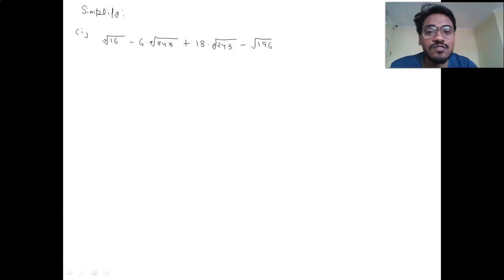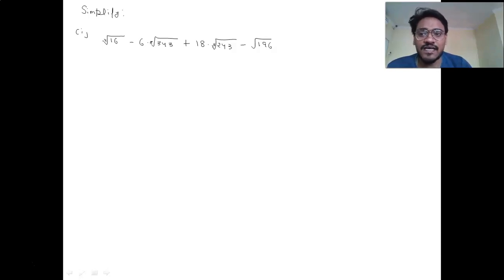See here, because nothing is written, that means I'll be assuming it as a square root. I have told you, if nothing is written at the place of n in the nth root, we will assume it as a square root. So students, let me solve this. It's a very simple one.